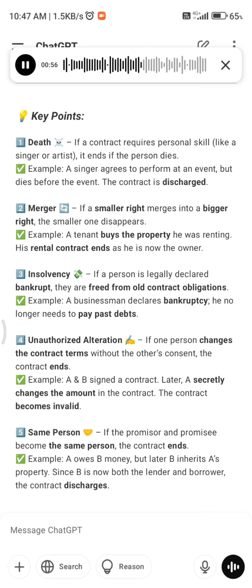4. Unauthorized alteration. If one person changes the contract terms without the other's consent, the contract ends. Example: A and B signed a contract. Later, A secretly changes the amount in the contract. The contract becomes invalid. 5. Same person. If the promisor and promisee become the same person, the contract ends. Example: A owes B money, but later B inherits A's property. Since B is now both the lender and borrower, the contract discharges.